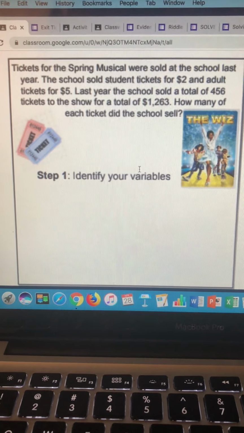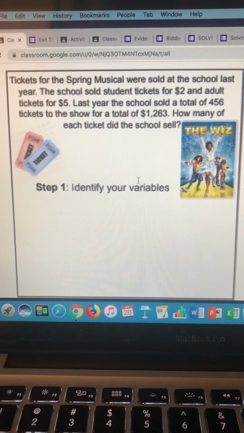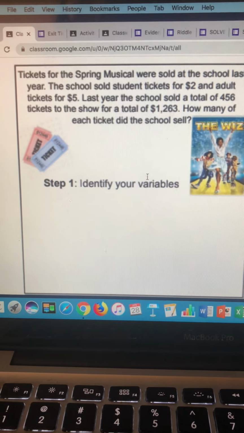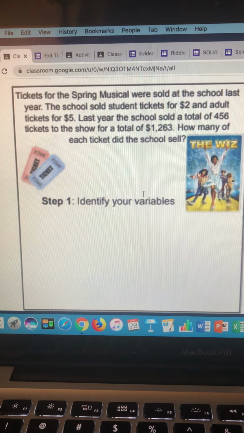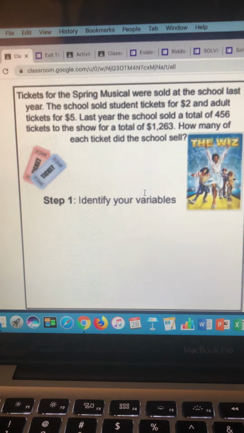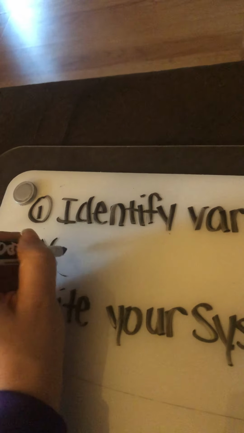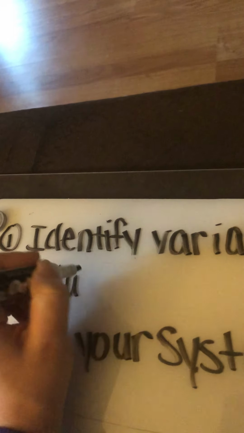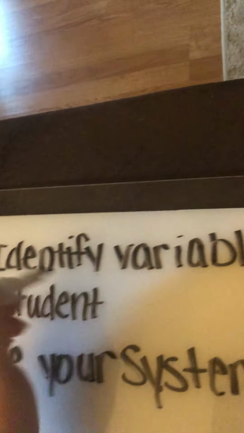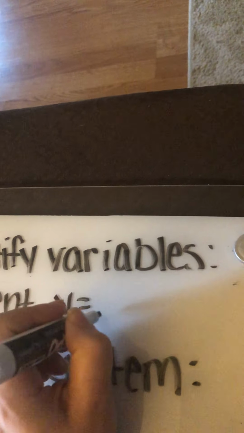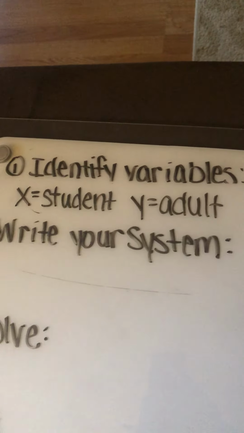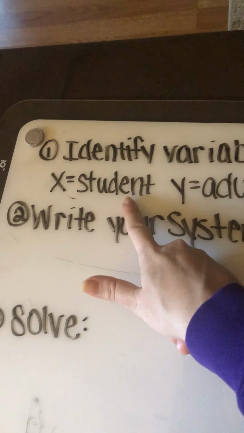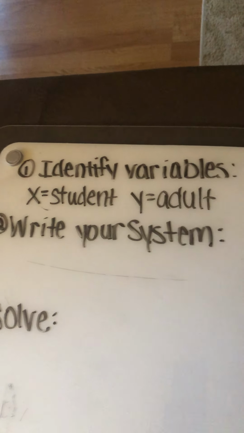So step 1, we want to identify our variables. What are the 2 things we are looking for? So the 2 things we are looking for in this problem would be how many student tickets, how many adult tickets, and those are going to be our variables. So I'm going to use x for student since they didn't give us a specific variable to use. And then I'm going to use y for adult. So that's step 1. You always want to write in your work what are your variables that you're using and what do they represent. Okay?